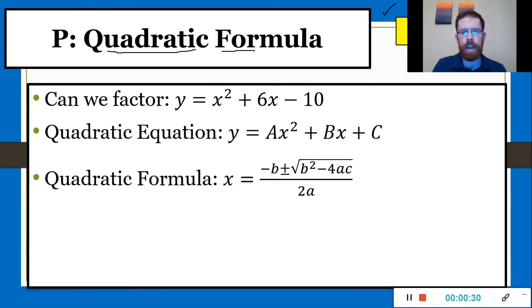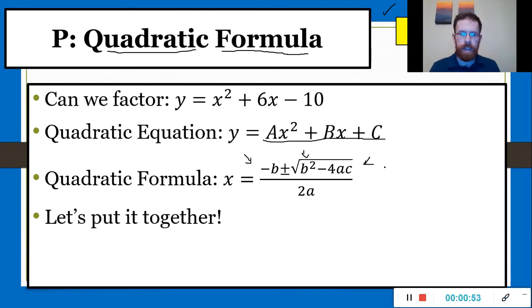a method to find out the x-intercept or the zero of any quadratic equation. This method, negative b plus or minus the square root of b squared minus 4ac, all divided by 2a, always works. And I mean always works. So it's always a good tool to have.